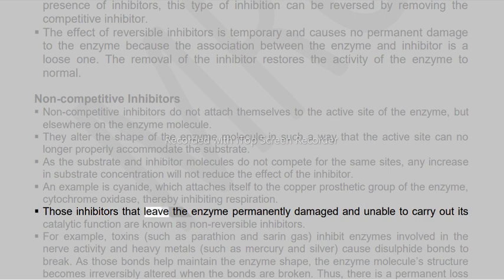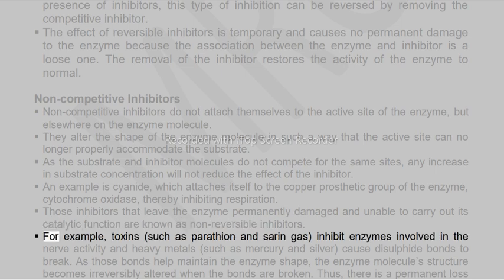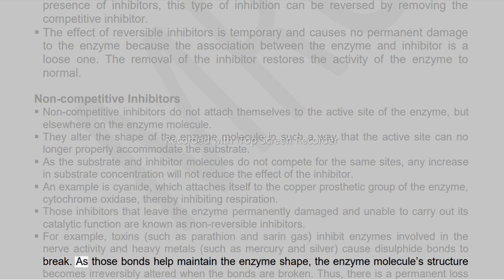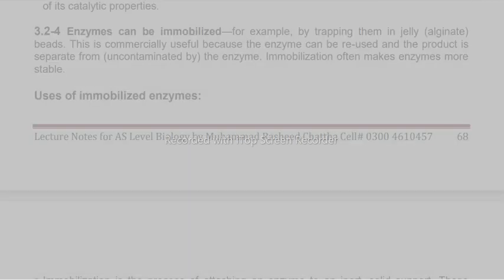Those inhibitors that leave the enzyme permanently damaged and unable to carry out its catalytic function are known as non-reversible inhibitors. For example, toxins such as parathion and sarin gas inhibit enzymes involved in nerve activity. Heavy metals, such as mercury and silver, cause disulfide bonds to break. As those bonds help maintain the enzyme shape, the enzyme molecule structure becomes irreversibly altered when the bonds are broken. Thus, there is a permanent loss of its catalytic properties.